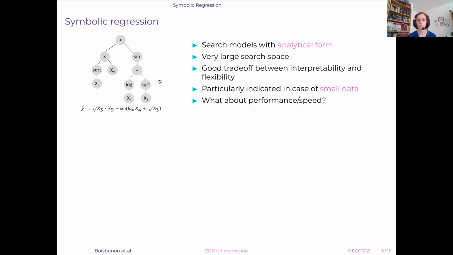However, it is a good trade-off between interpretability and flexibility because it allows to search for models that are more complicated than linear ones, but still interpretable. And they are particularly good when we have a small number of observations, on the contrary to deep neural networks. But the question is, what about their performance in terms of accuracy and speed of training?